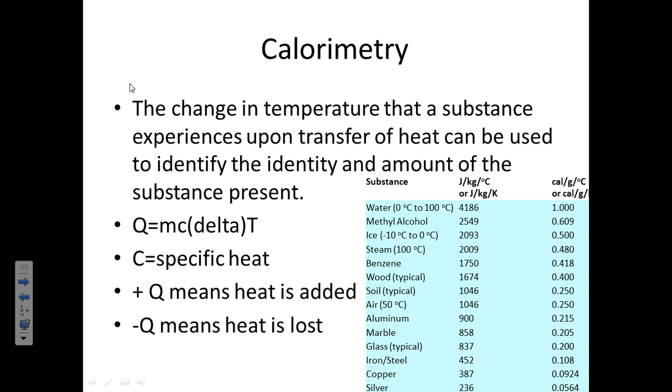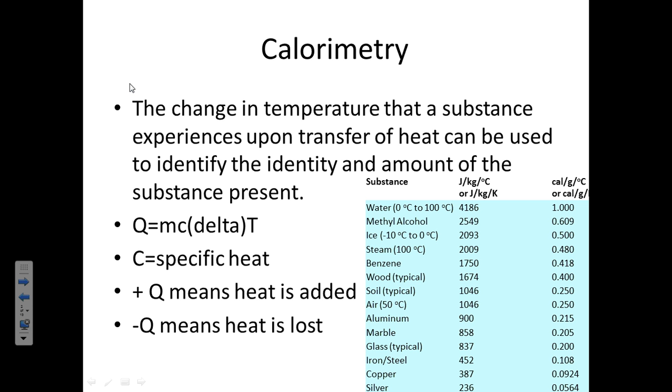But also notice that the specific heat of water in different states changes. This is for liquid water. For steam, it's not nearly as high. It's a lot easier to heat and cool steam than it is to heat and cool liquid water. It's also different for ice. So liquid water is the hardest of the three to change the temperature of.